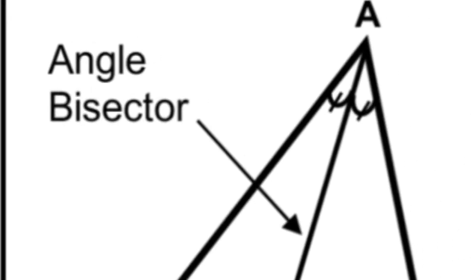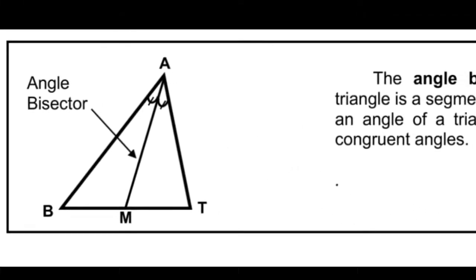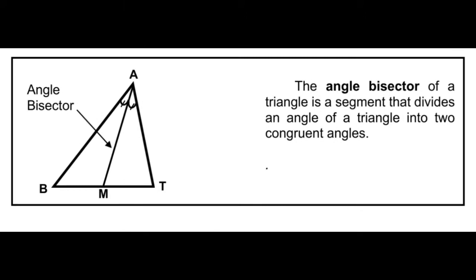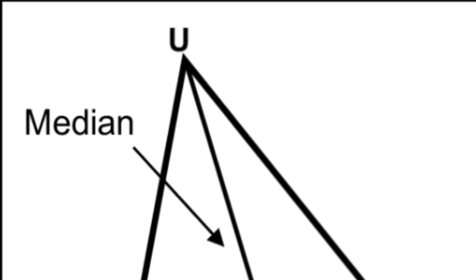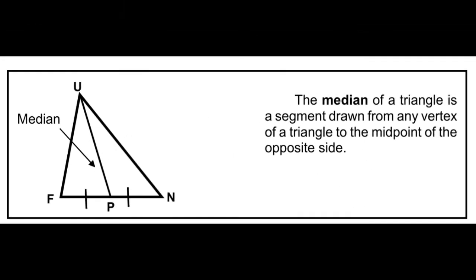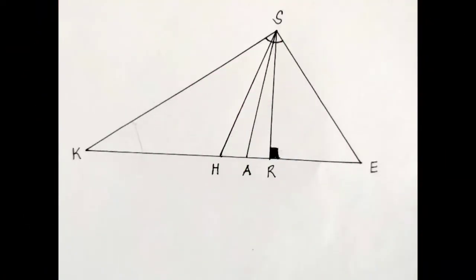The angle bisector of a triangle is a segment that divides an angle of a triangle into two congruent angles. The median of a triangle is a segment drawn from any vertex of a triangle to the midpoint of the opposite side. Did you understand? To check if you really understood the topic, let's have an activity. Consider the triangle KSE. Identify its different parts.